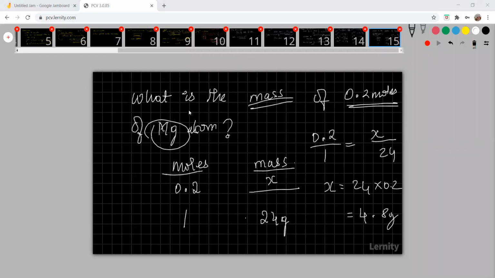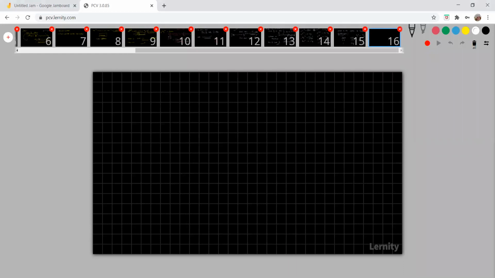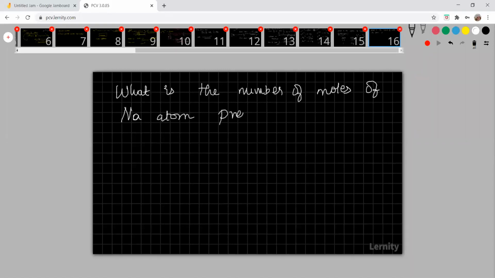Now, the next thing that we are going to see is the same thing. What is the number of moles of sodium atom present in 2.3 grams of sodium? So sodium's atomic number is 11, mass number is 23.